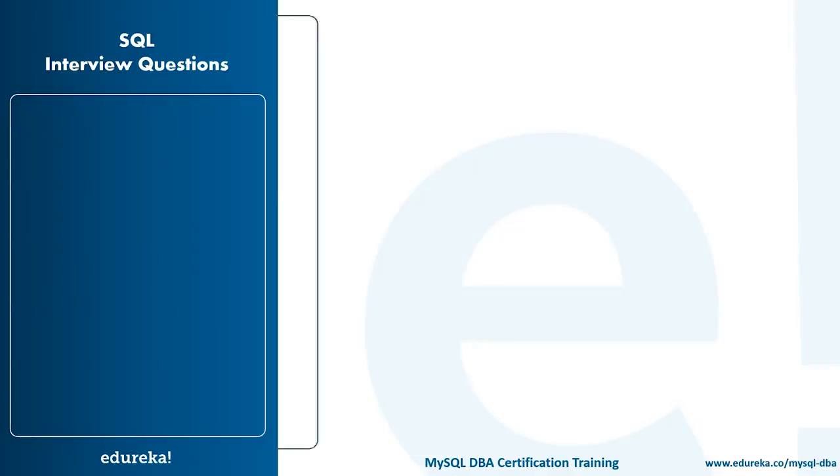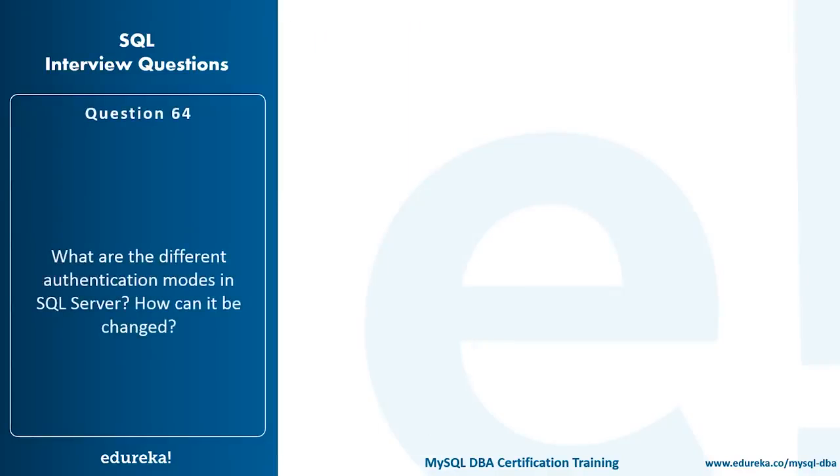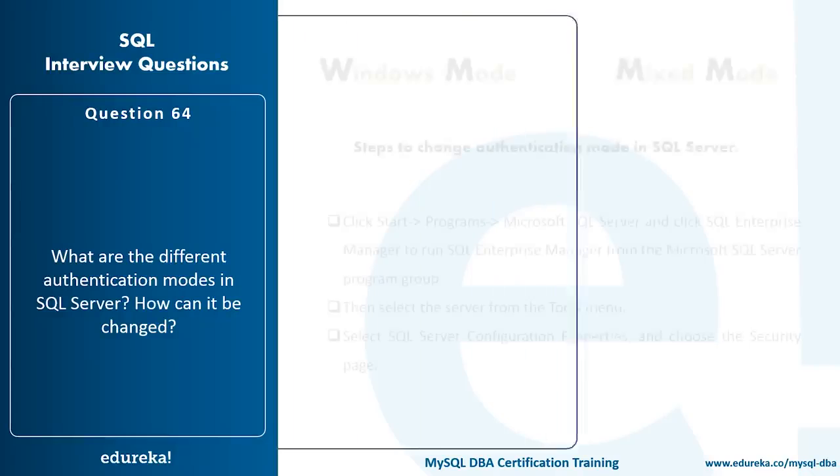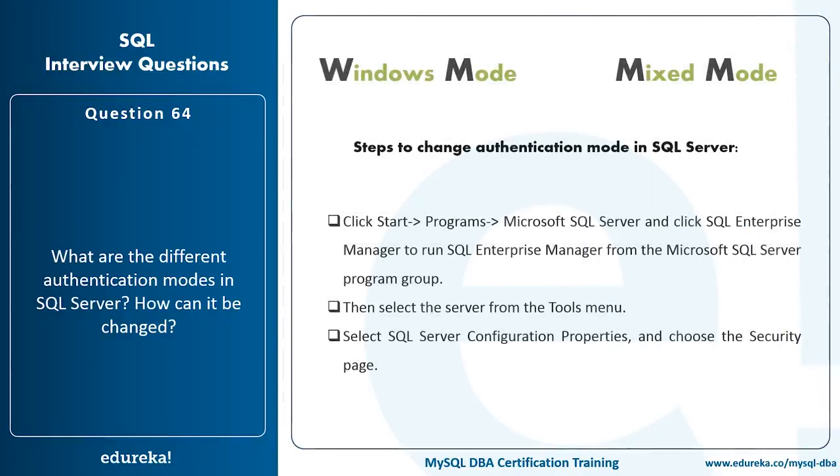Now let's move forward and understand what are the different authentication modes in SQL Server and how they can be changed. The different authentication modes in SQL Server are basically the Windows mode and the mixed mode. So these two modes are basically used in SQL Server. And to change the authentication modes in SQL Server, you have to follow the steps that I've mentioned on the screen.